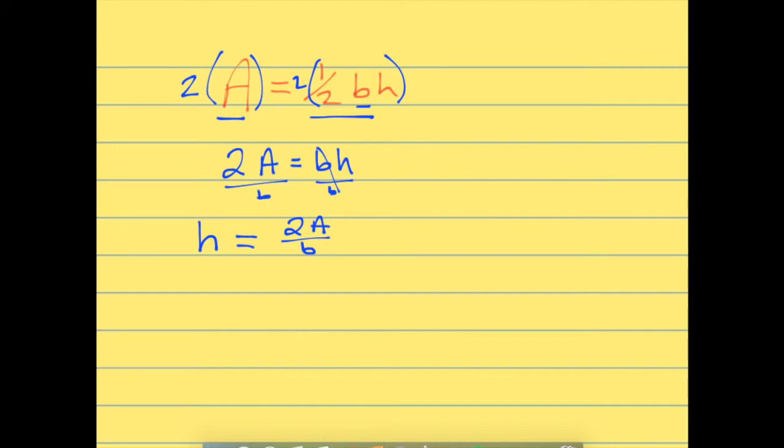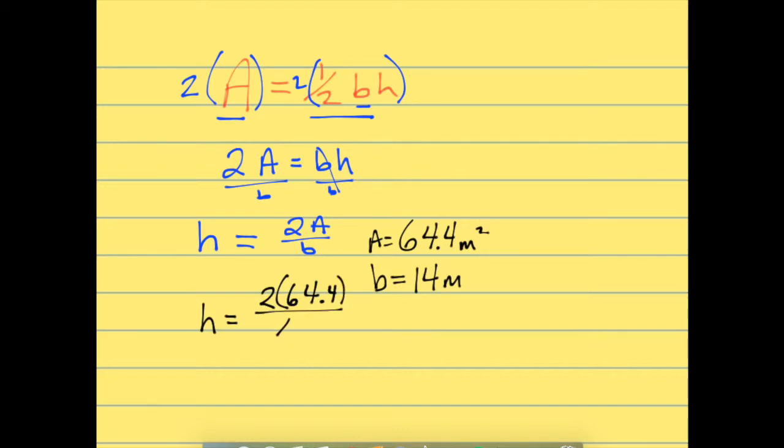So if I have a known area like 64.4 square meters and a known base like 14 meters, I can plug those in to find the height of the triangle. So what would the height of my triangle have to be? Right, 9.2. So it's really handy when we know some information in a formula, but not others.